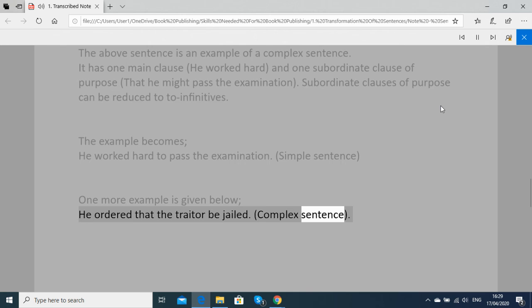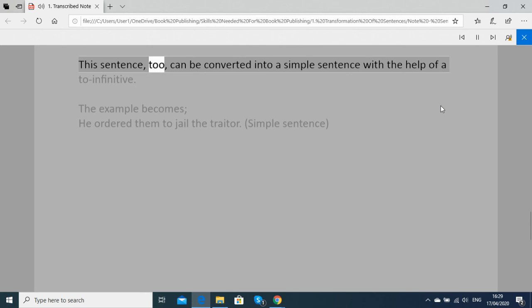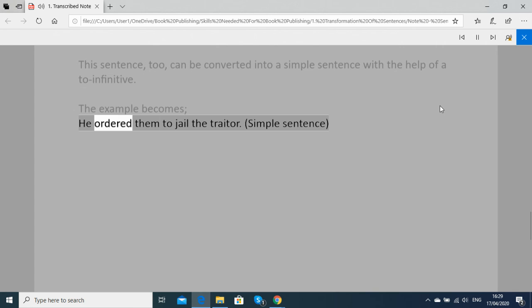Complex sentence. This sentence, too, can be converted into a simple sentence with the help of an infinitive. The example becomes, "He ordered them to jail the traitor." Simple sentence.